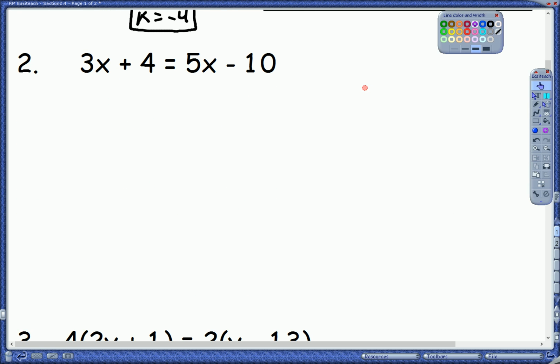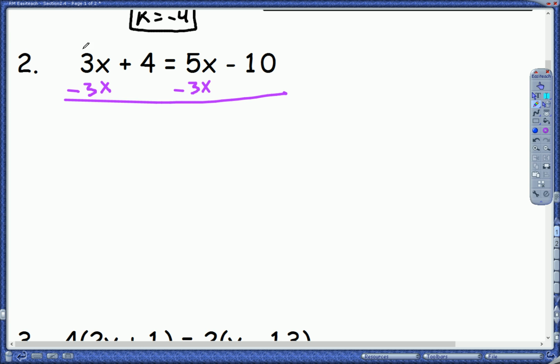Again, number 2, there are variables on both sides. We want to combine them. So I see a 3x and a 5x. I'm going to choose to subtract 3x because then I will be left with a positive x. But you could do it either way. Over here I'm just left with 4 equals 5 minus 3 is 2, 2x minus 10.